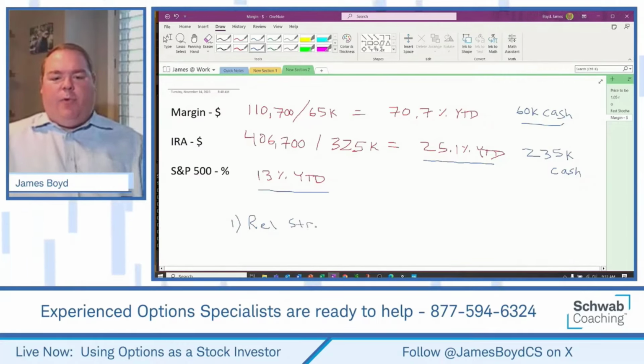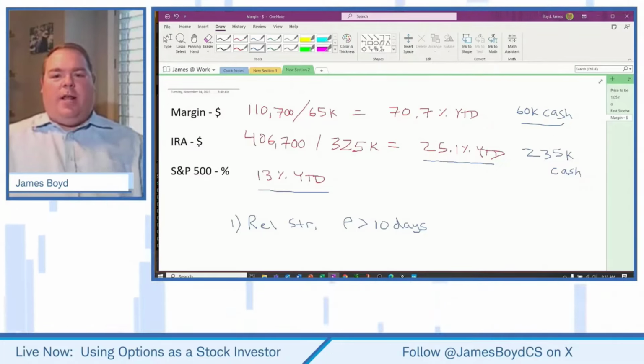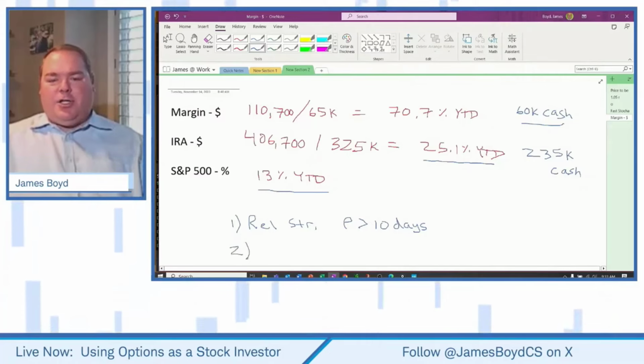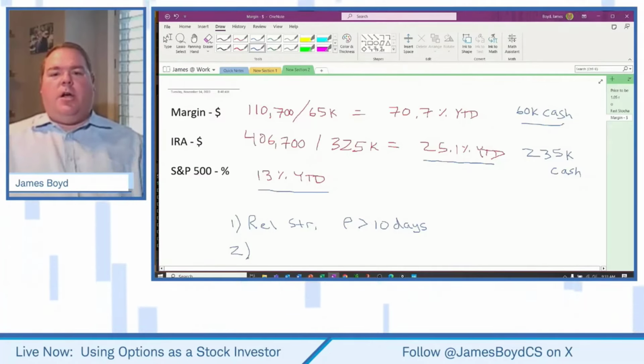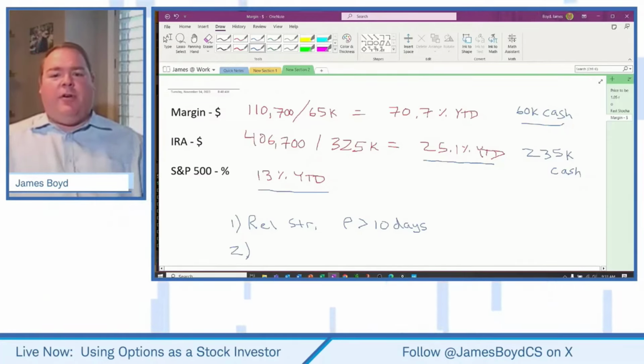If we try to find things that have relative strength, we are looking for prices to be above the 10-day moving average. We do not have any biases. If it was dividend stocks, wonderful. If it was value examples, wonderful. If it was growth examples, wonderful. We love the things that have relative strength compared to the indexes or sectors. And what we're trying to do is use stocks, cash secured puts, short put verticals, covered calls, and long call verticals, those four main strategies, to drive performance. It's really what it comes down to.